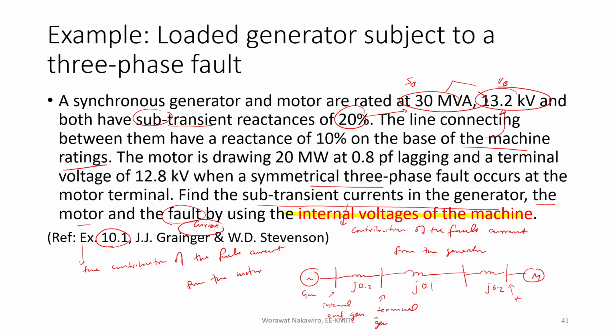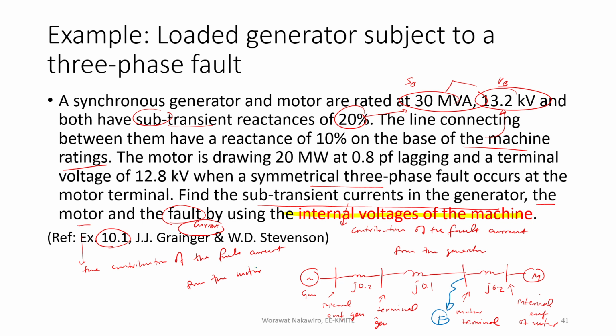So this is clear that this is on the right side. This is the terminal. I'm sorry, this is the internal EMF of the motor, and this point is the motor terminal. Okay, and the problem asks that we want to calculate the fault current when there is a fault at the terminal here, a fault to the ground over here.